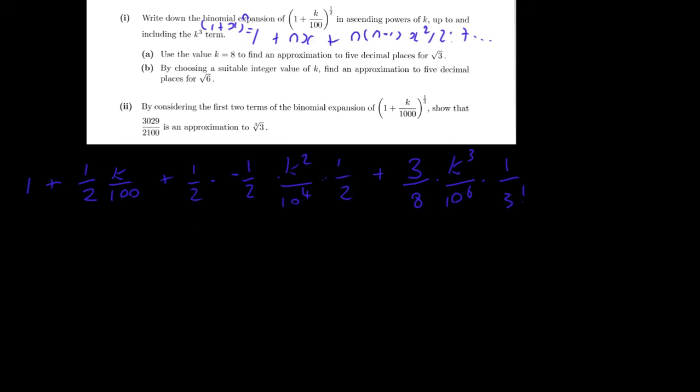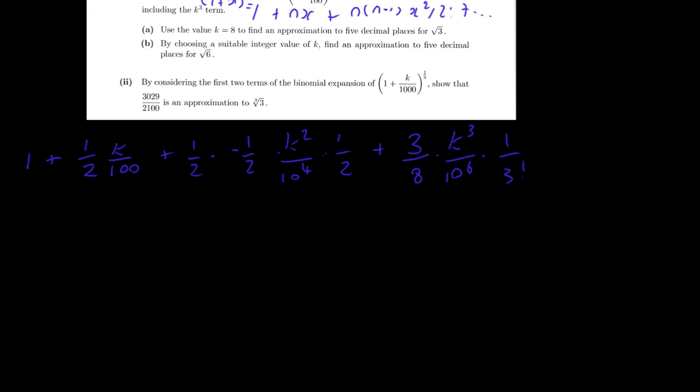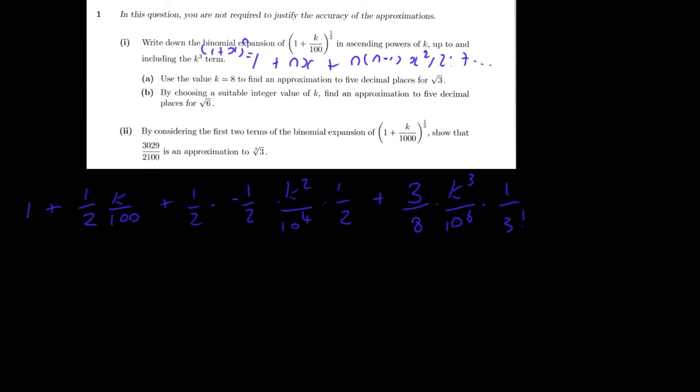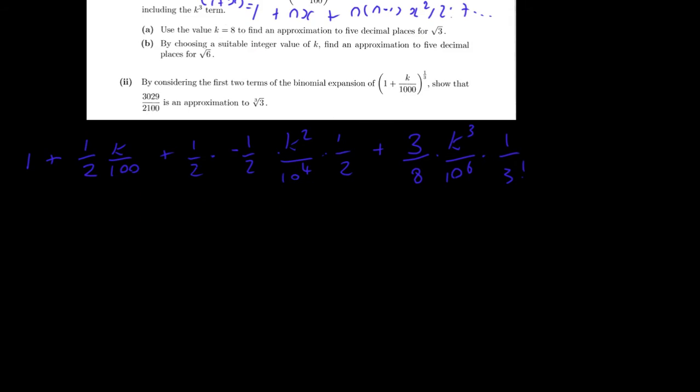Now, what are we going to do with this thing then? Why did they ask us to write it down? There's probably a reason, right? We want to choose a value k equals 8 to find an approximation. Well, how does this have anything to do with that? That's one of those moments when you wonder how this relates to what I just did.